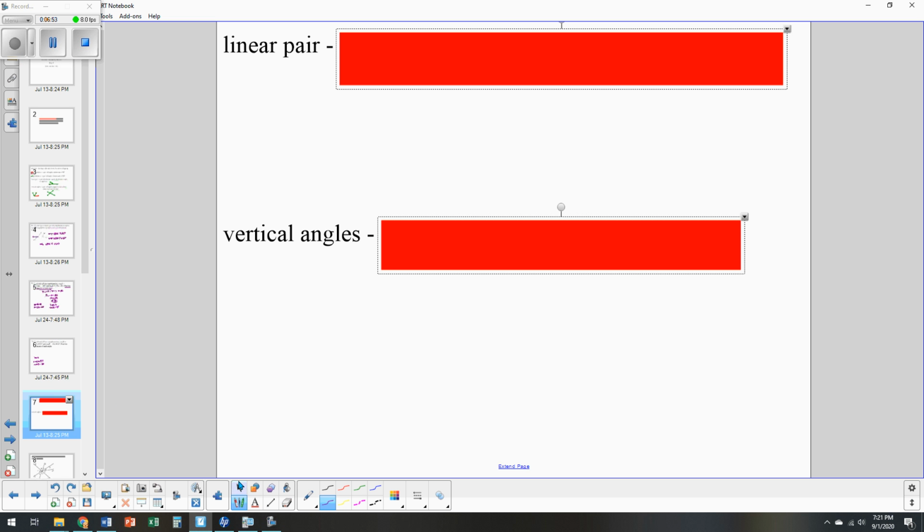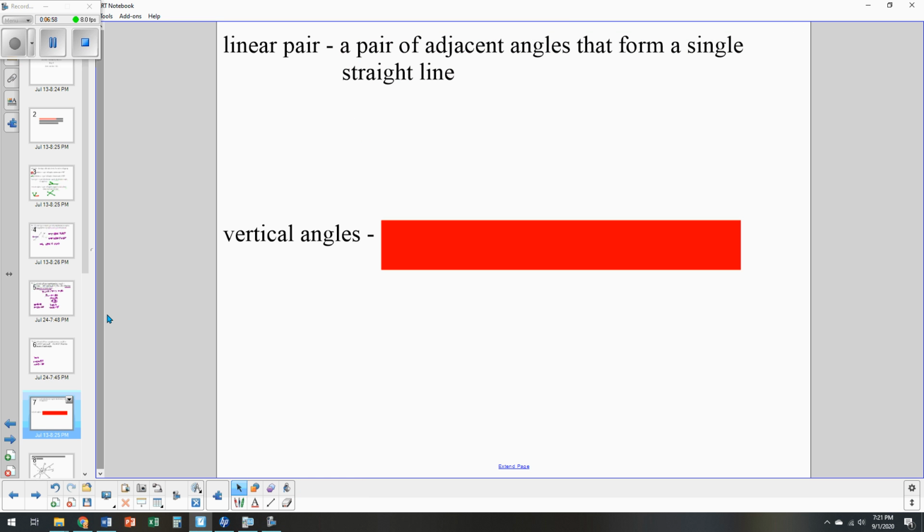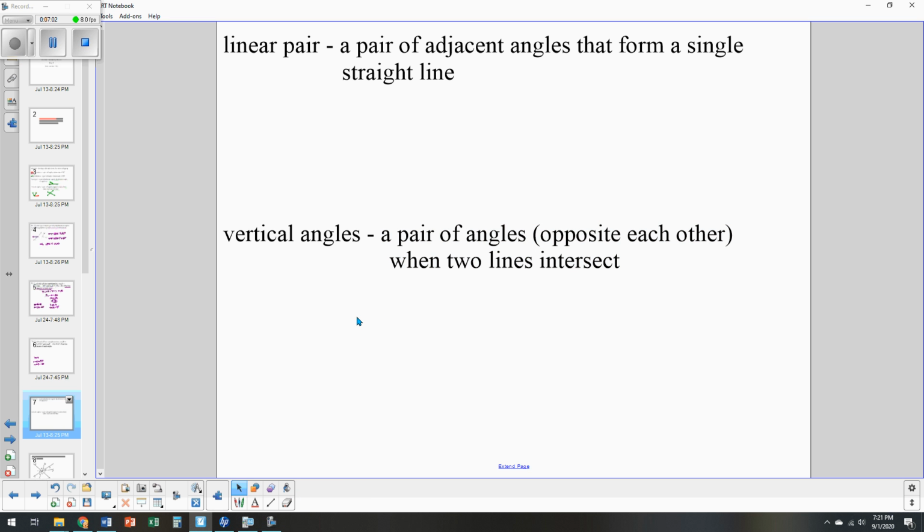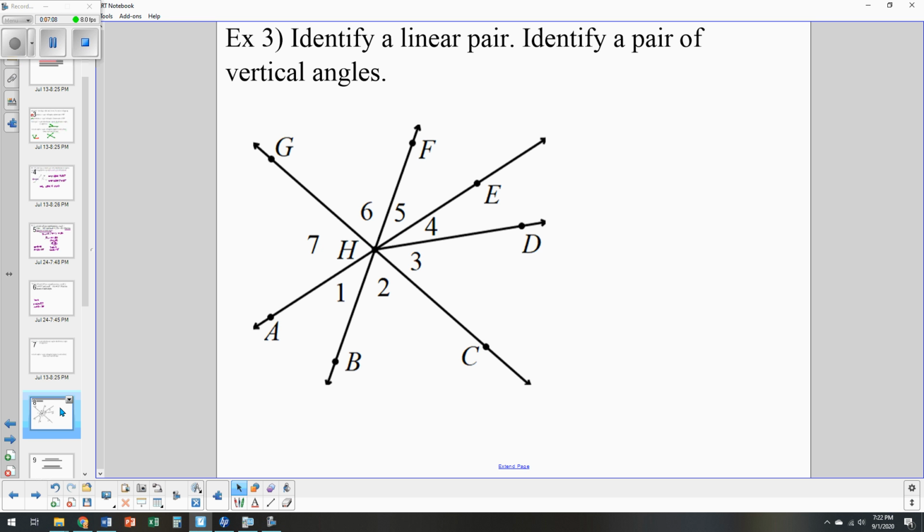So we talked before about linear pairs and vertical angles, right? We said the linear pair was the pair of adjacent angles that form a single straight line. Vertical angles was the pair of angles that were opposite each other when two lines intersected. So this is just a refresher, because now we're going to actually identify a linear pair in this diagram and identify a pair of vertical angles.